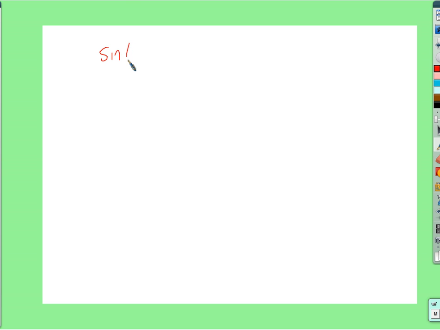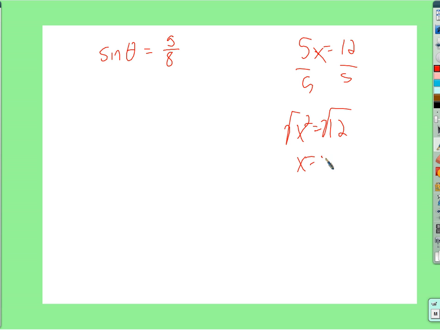So sine theta equals... The same idea as for 5x equals 12. How are you going to get x by itself? Divide by 5. Okay, correct. How about x squared equals 12? I don't have to know what x is, but how would you find that? Take the square root of 12. That's what x is going to be.